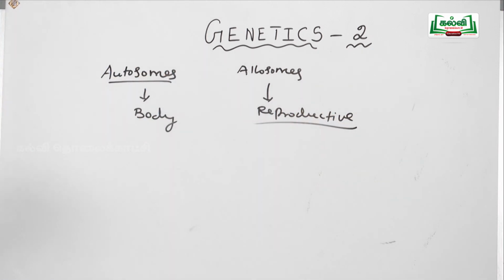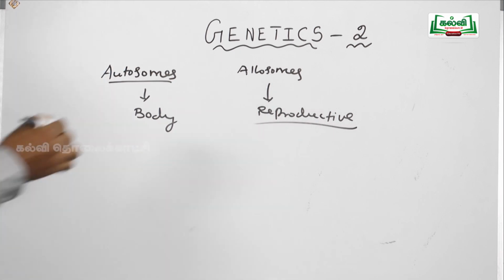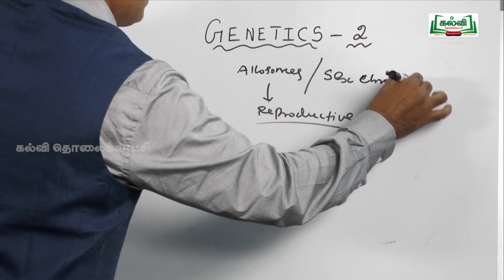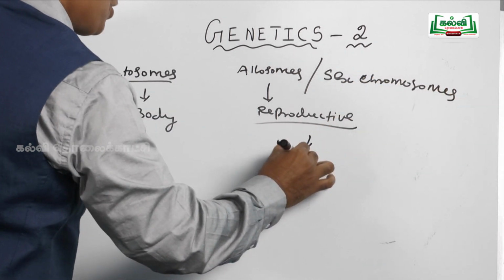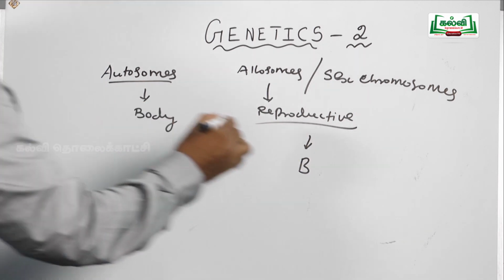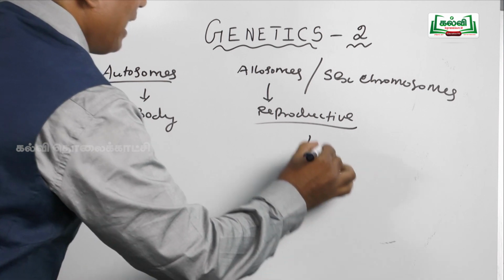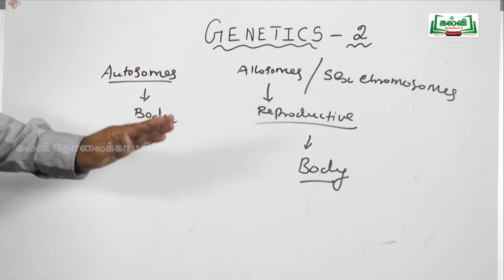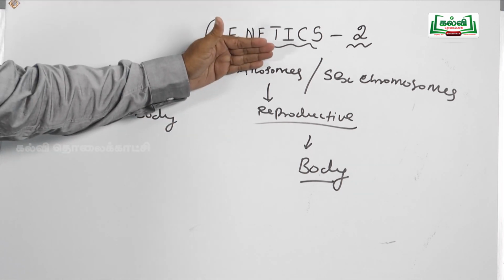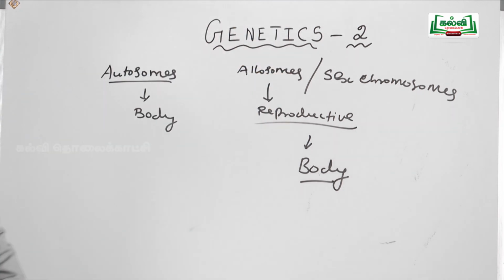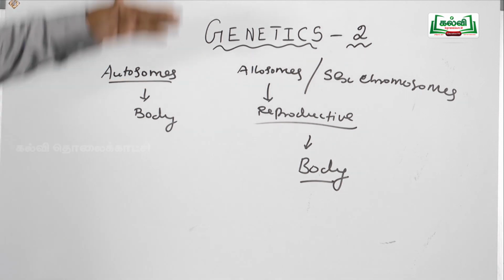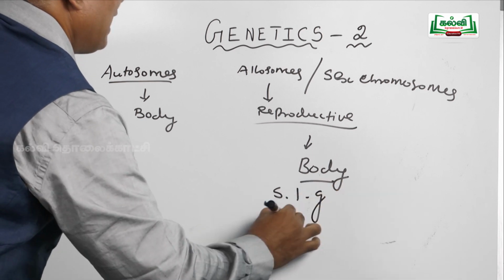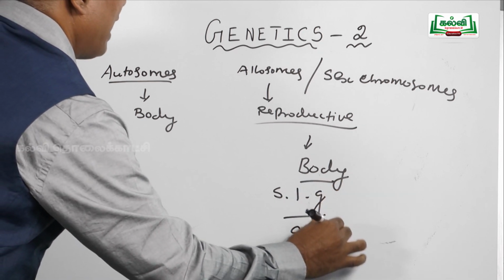In some cases, the genes present in the sex chromosomes, the allosomes, control the body characters. Then they are known as sex-linked genes, and their inheritance is said to be sex-linked inheritance. The genes in the autosomes control body characters. The genes present in the sex chromosomes control the reproductive characters. If the genes present in the sex chromosomes control the body character, then they are known as sex-linked genes, and their inheritance is said to be sex-linked inheritance.